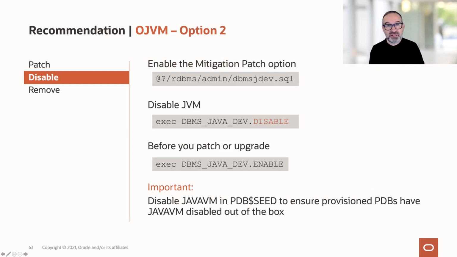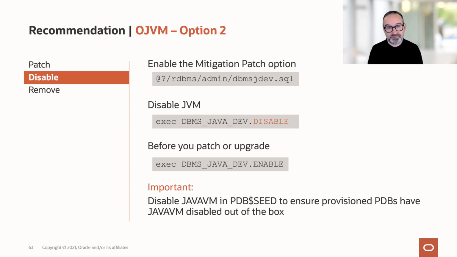Now, how do you enable the mitigation patch? What does that mean? So you run a script, dbms_jdef.sql, and that brings in the functionality of the mitigation patch in your database. And the functionality is used in the second call. You disable the Java subsystem now. So you say dbms_java_def.disable. And when you disable the Java subsystem, the security issues don't affect you anymore. Because if the Java subsystem is disabled with that call, I can't do any harm by misusing OJVM security issues.